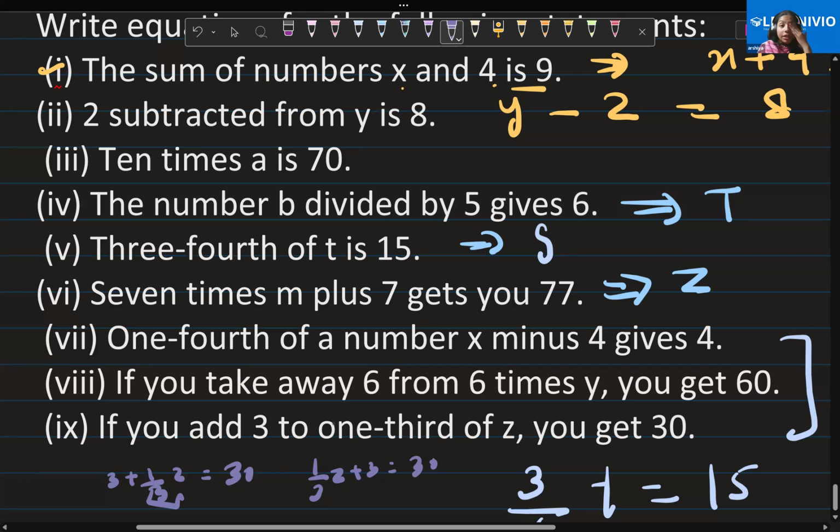Here you will get a different answer. So make sure you write it. For addition, it's fine, but for subtraction, the order should be correct. Is it clear, all three of you? Yes, ma'am. Okay, now the next question is the opposite of this question.